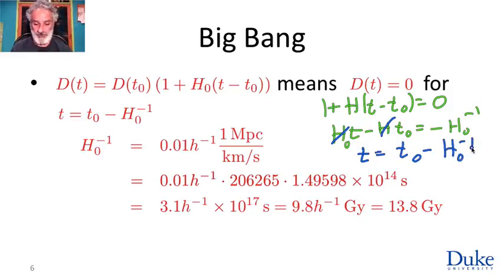Wait, so h0 inverse is a time? I thought h was something in kilometers per second per megaparsec. Well, once you remember that a megaparsec and a kilometer are both distance units, you realize you can convert one to the other, and indeed, kilometer per second per megaparsec is 1 over seconds times some small number, or megaparsec per kilometer per second. The units of h0 inverse are indeed the units of time. So what is this time?